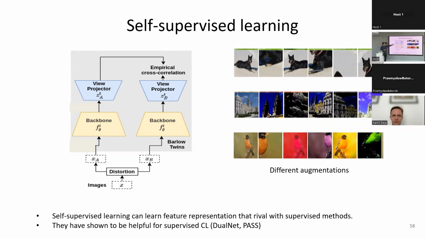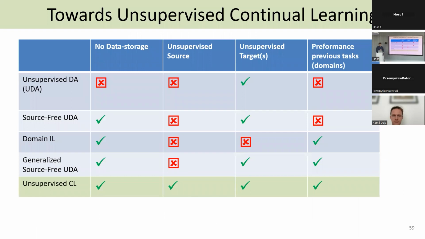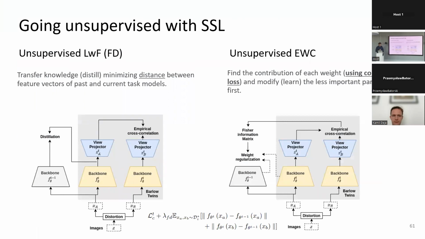For that, they use a view projector, which aims to map both the original image and the data augmented image to the same point in latent space. In this case, we don't need any labels anymore. We extended two basic methods to this self-supervised learning framework, both LWF and EWC, which can be straightforwardly expanded to this setting.